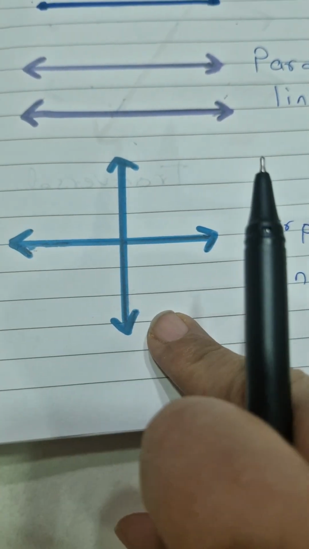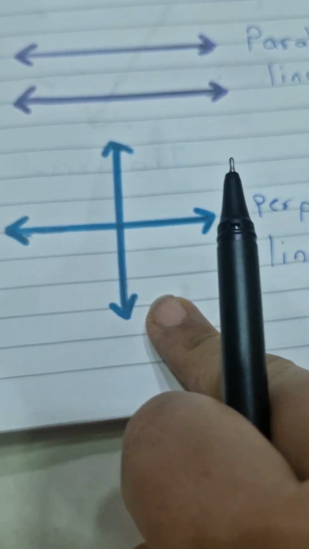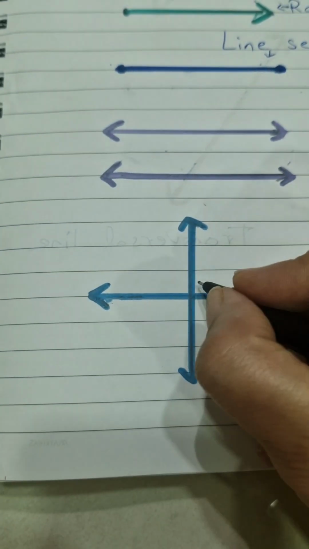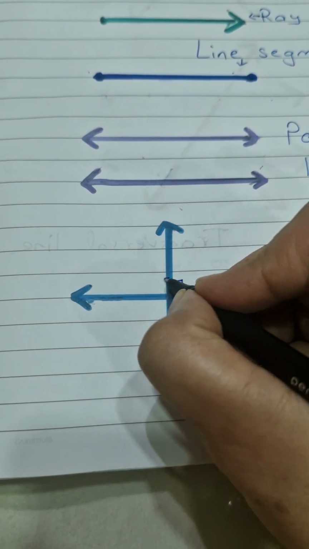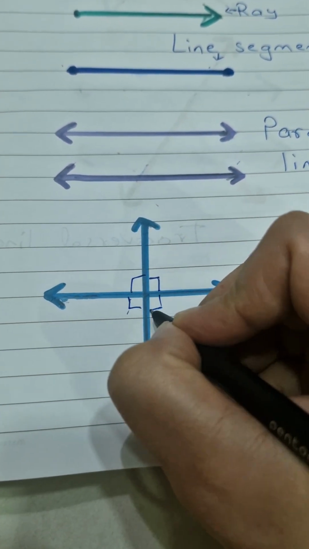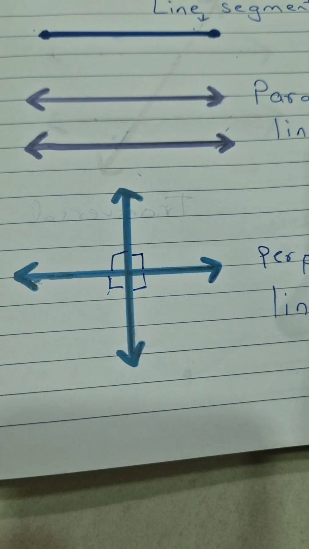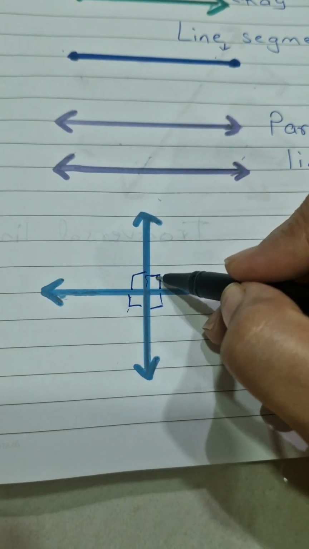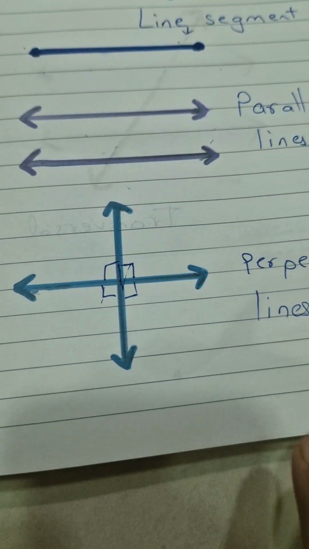Now the next one you can see is perpendicular lines. Perpendicular lines means when two lines intersect and meet at a common point at 90 degrees. They meet at 90 degrees, and those lines are called perpendicular lines.